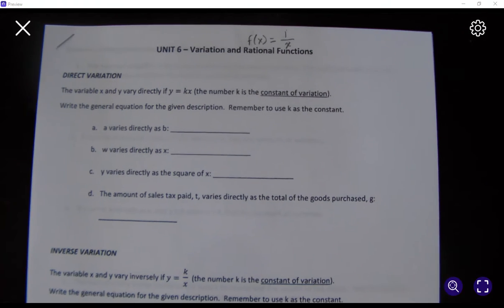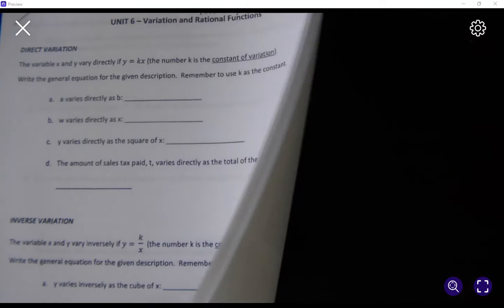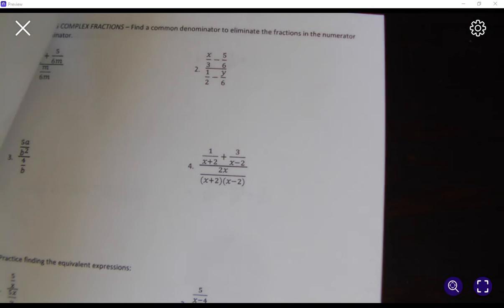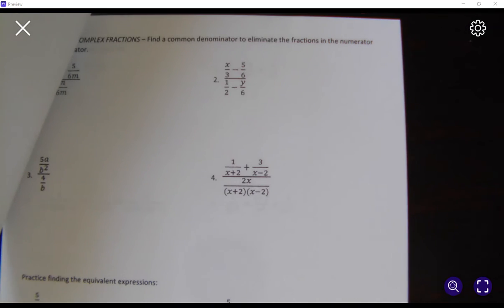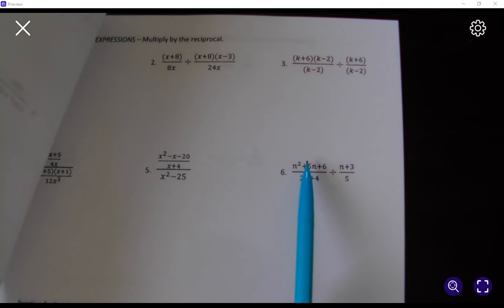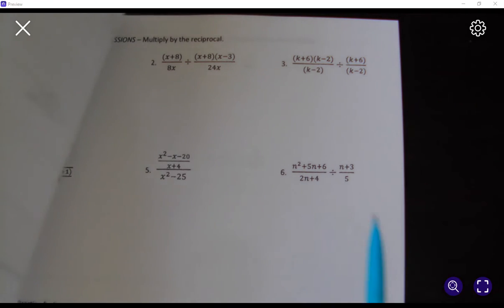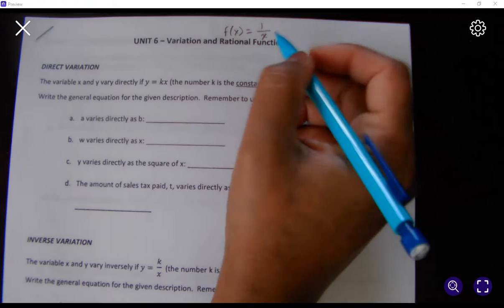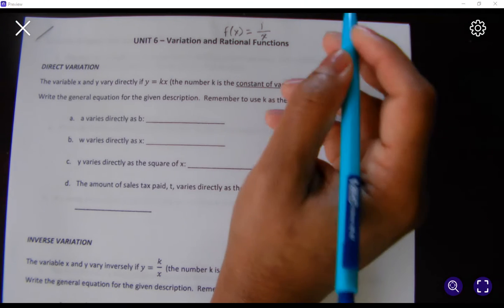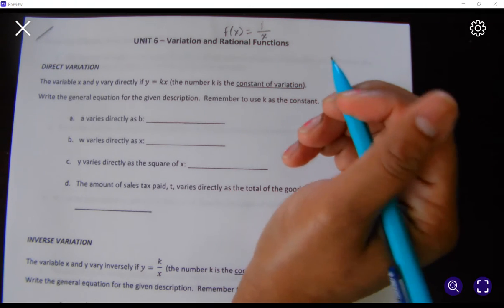Here are some examples of rational functions. I'm just going to flip over to some of these pages. You can see that they have fraction bars. You have a numerator and denominator, and that's basically what we do when we look at rational functions. We will get to that a few pages later.